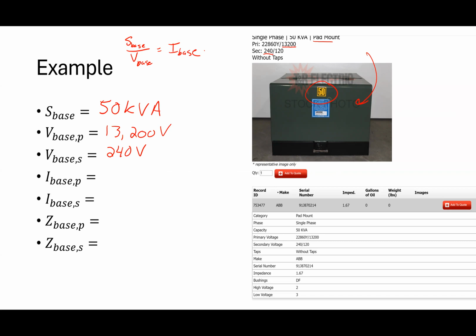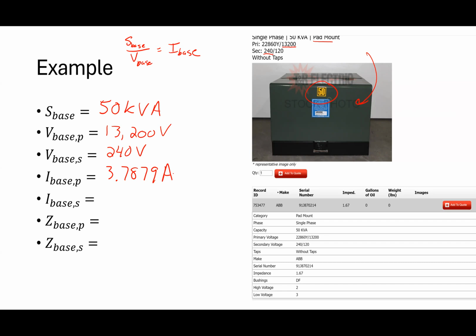All right. So I can do this for both the primary side or the secondary side. If I do it for the primary side, in this case, I end up with 3.7879 amps. That means that if this transformer was operating at 100% load, there would be 3.7879 amps going through it. If it was 50% load, it would be half of that. All right, on the secondary side, how can I figure out I base secondary?